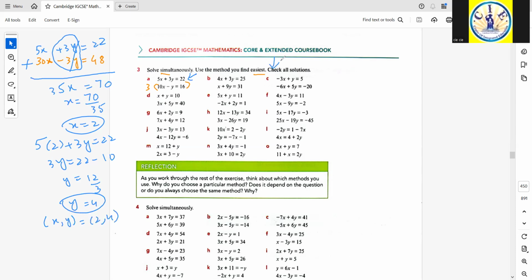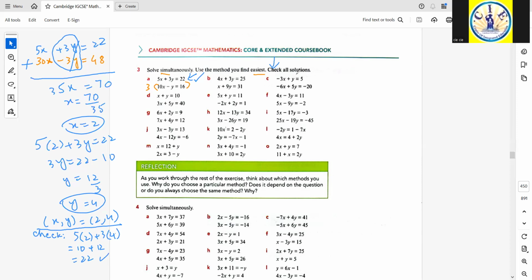Now for checking purpose, we can replace this pair of values in equation number A. Let me do it. 5 times x, which is 2, plus 3 times y, that is 4. 10 plus 12, that is 22. And yes, that is compatible. So this is how we need to solve them.